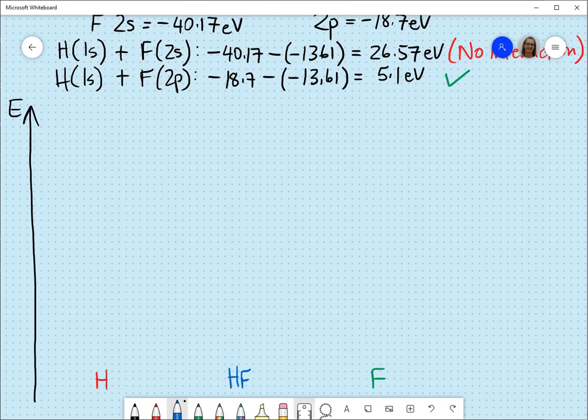Now, the 1s is vastly different in hydrogen. It sits way up here, okay? If I draw the 2s for the fluorine, I'm going to draw the 2s down here, because the value is minus 40, and then the value for hydrogen is minus 13. So that means that the 1s is somewhere up here. It's ridiculous, the energy gap between the two.